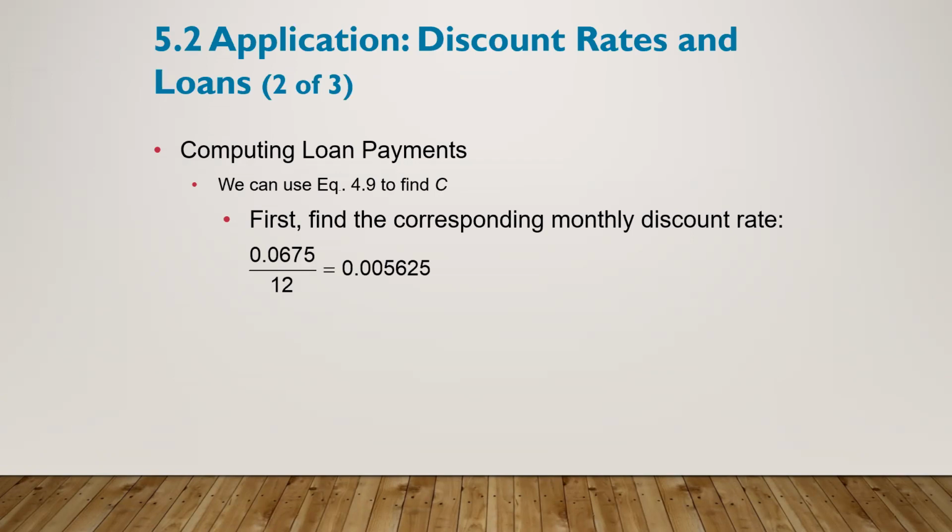So to compute the loan payment, we're going to use the formula in 4.9 to find C. First, find the corresponding monthly discount rate. We know it's 6.75% APR over 12, which is months, is equal to 0.00565.